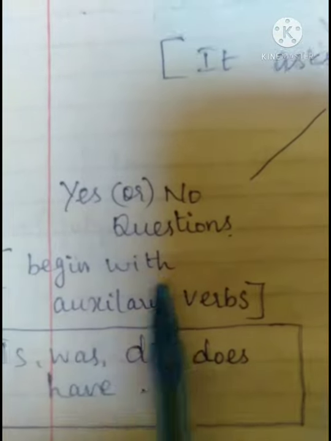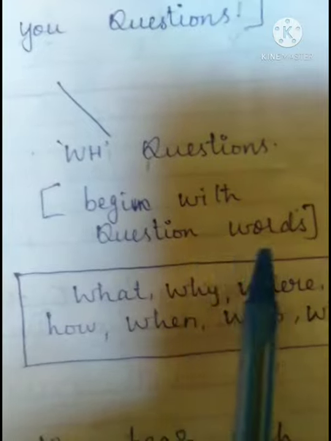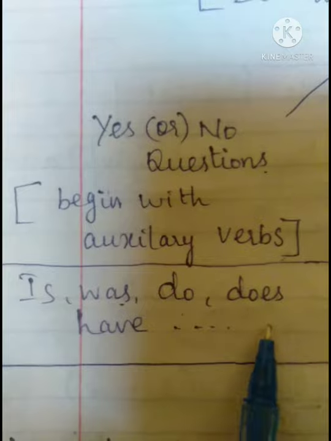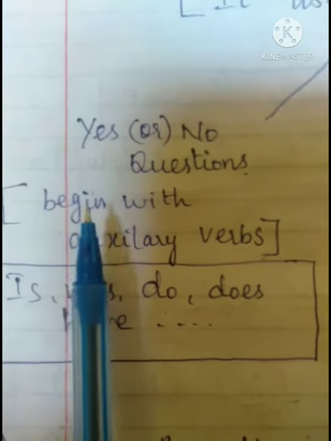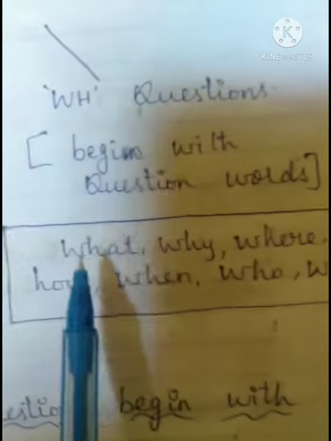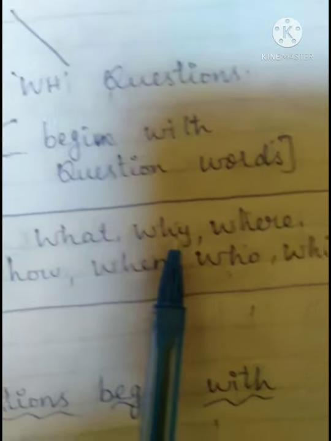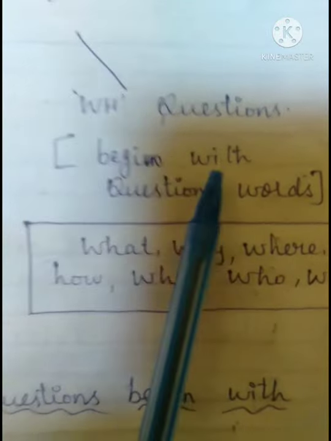Yes or no questions begin with auxiliary verbs. WH questions begin with question words. What are auxiliary verbs? Is, was, do, does, have, etc. are some examples for auxiliary verbs. What are question words? What, why, where, how, when, who, which. These are some examples for WH questions.